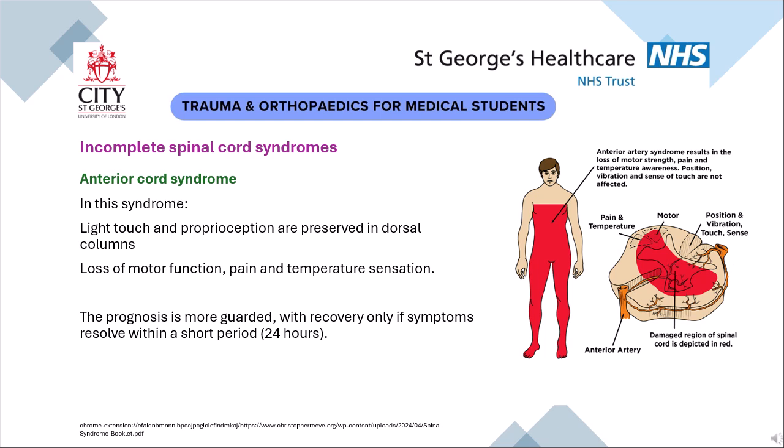The last of the incomplete spinal cord syndromes is slightly different. This is an arterial problem where the anterior artery gets compressed. So in this condition, you have preservation of light touch and proprioception, as they run in the dorsal columns, and loss of motor function, pain and temperature sensation. Unfortunately, because this is a vascular injury, the prognosis is more guarded. If they get early recovery, they're likely to do well, but if there is not early recovery, then the prognosis is poor.